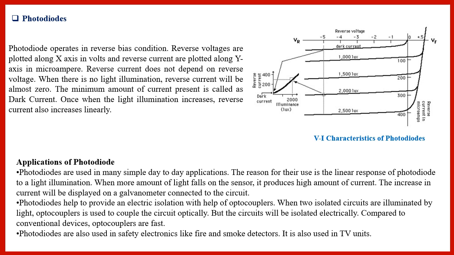Photodiodes are used in safety electronics like fire and smoke detectors, which are basically used in various buildings, hospitals, universities. When you have a certain amount of smoke, it will start blinking, or some alarm will come out from there. So it is basically used for detecting smoke in certain buildings, or where certain safety conditions are needed, and also used in the TV unit. So this is how photodiodes are used for various applications.